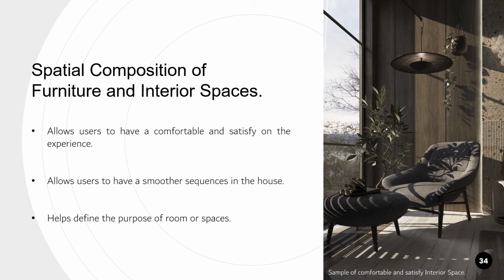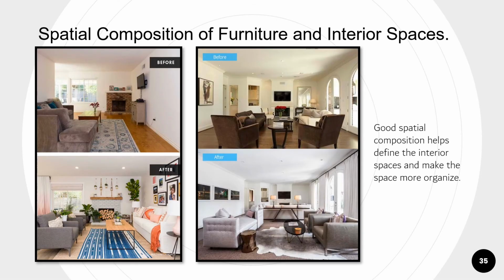For example, most users in a kitchen will reach the fridge first, after the fridge will be the kitchen worktop, and only then move to the cooking stove. And here, this is some example of how a good spatial composition helps define the interior spaces and make the spaces more organized.